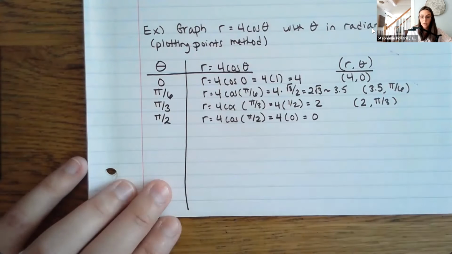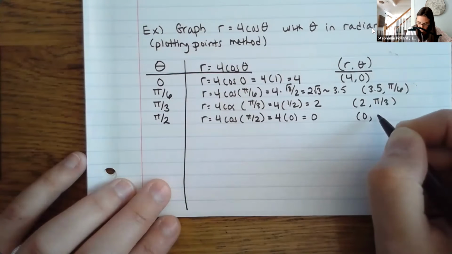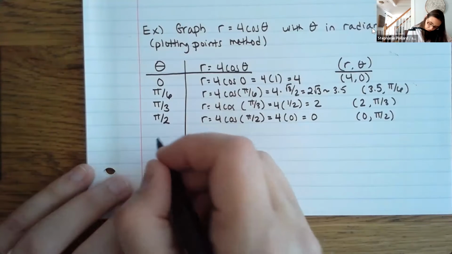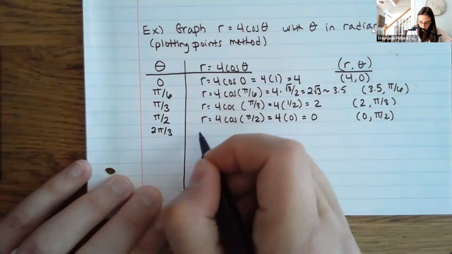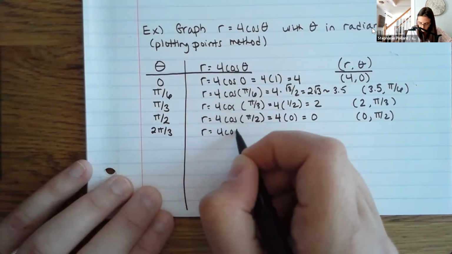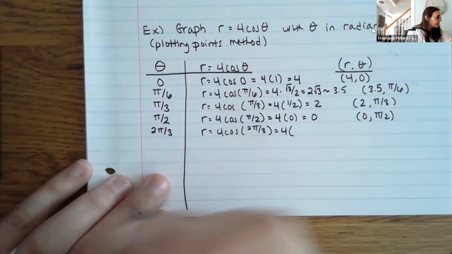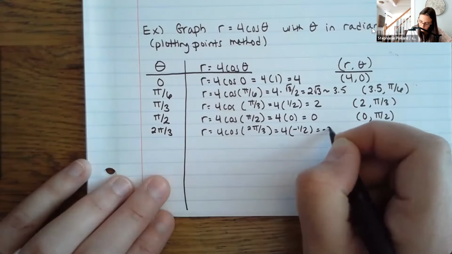Now, cosine of pi over 2 is 0. So I would have 0, pi over 2 here. Next, I'm going to go to 2 pi over 3. Cosine of 2 pi over 3 is negative 1/2. So I get negative 2.